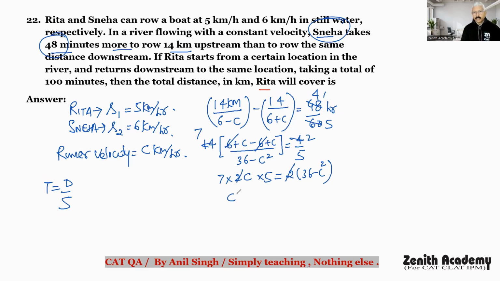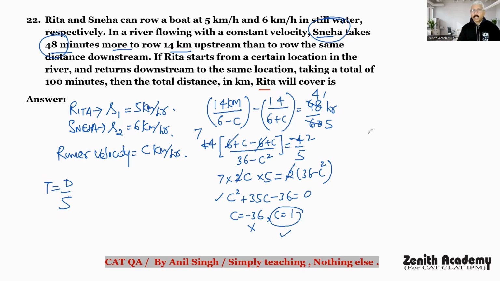So finally, this quadratic equation: C square plus 35C minus 36 is equal to 0. After solving this quadratic equation, C is minus 36 and C is 1. So minus 36 is not an acceptable value of C. C is equal to 1.